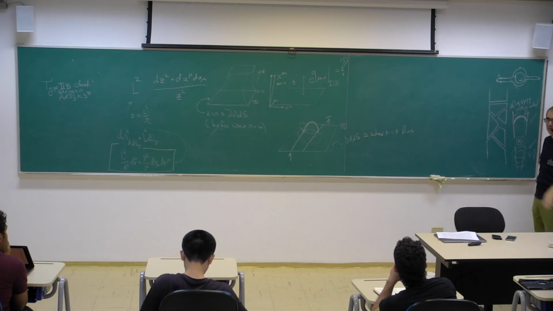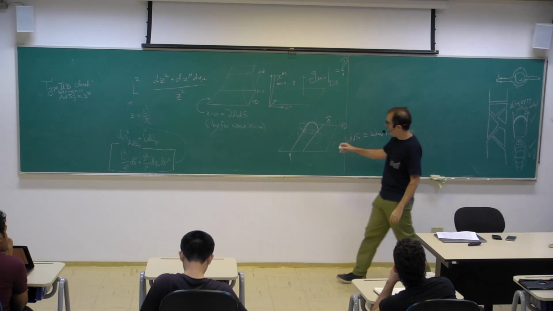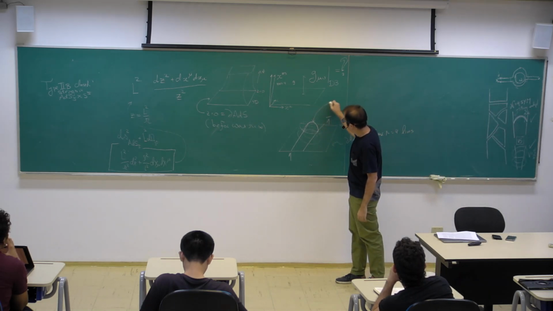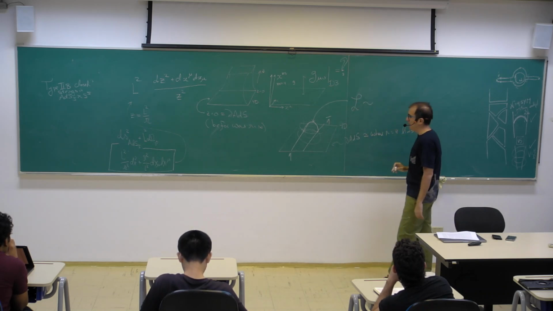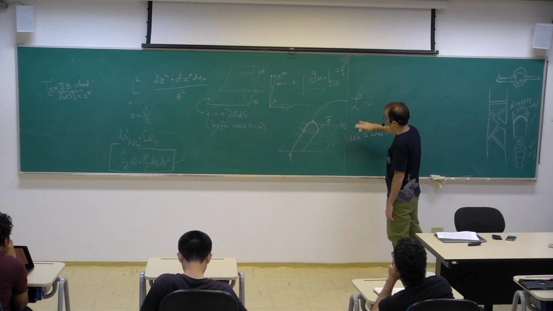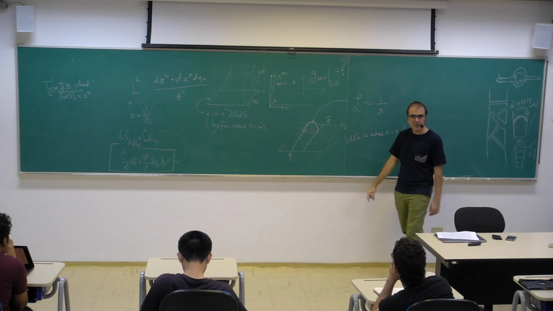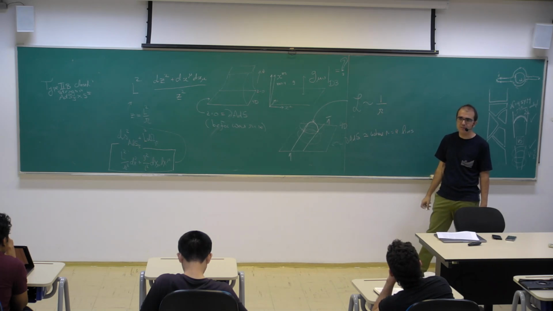So that would geometrically come about correctly. If you do the computation, indeed, what would happen is that the length of this curve would be proportional to 1 over r, where r is the separation between the quark and the antiquark.